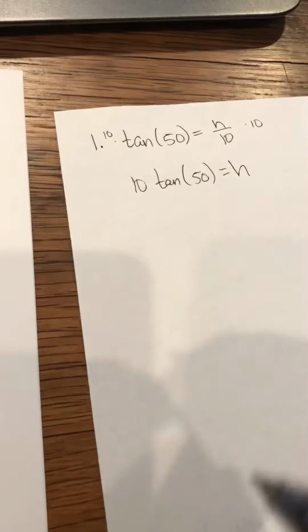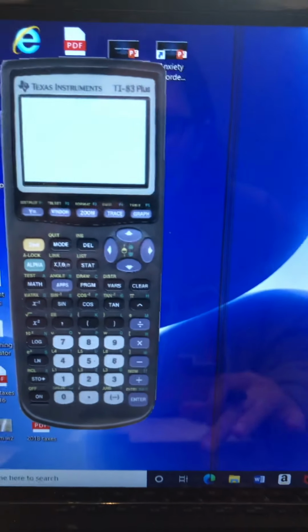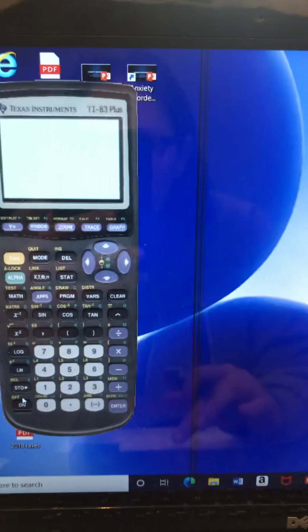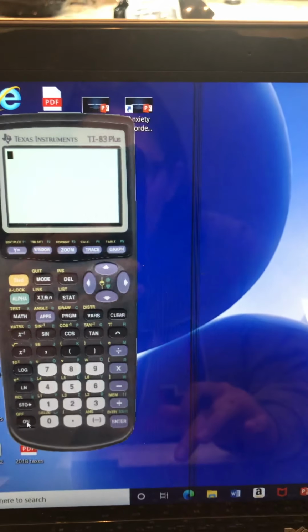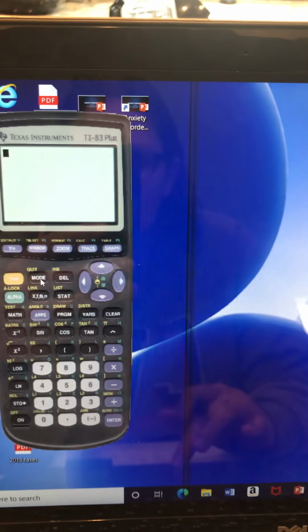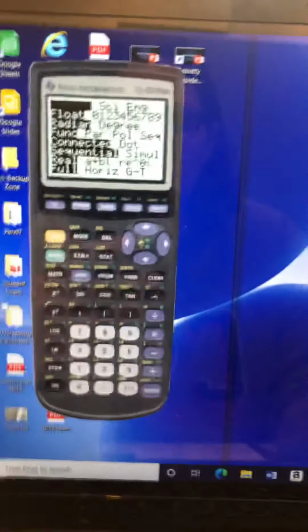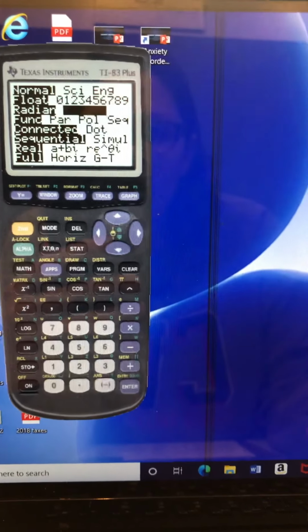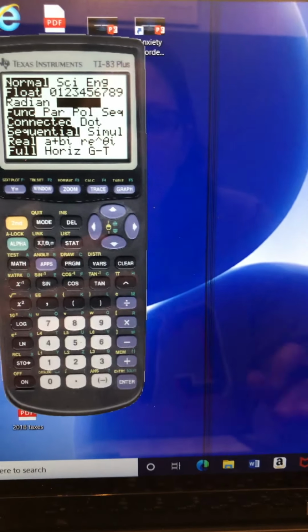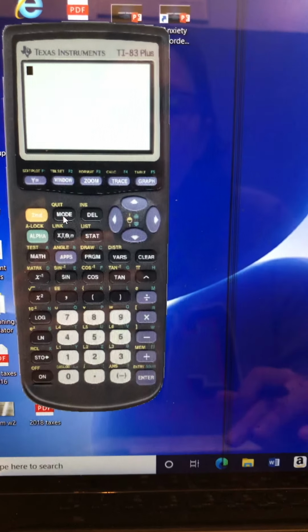And then you can do that on the calculator. My calculator's on my computer. I need to make sure my calculator is in degree mode, since we're dealing with degrees. If I click mode and go down, you see radian and degree. We want degree right now. And then hit second mode to quit.